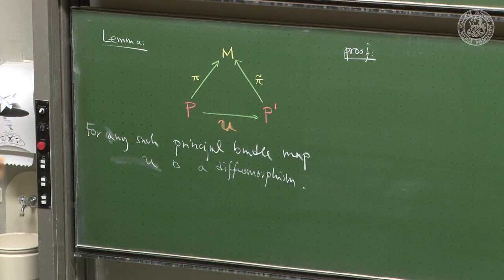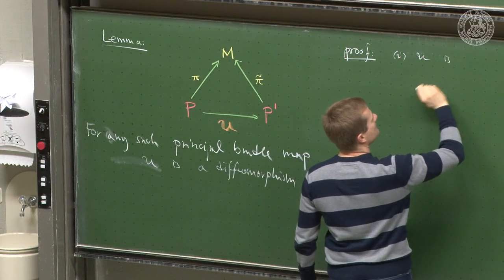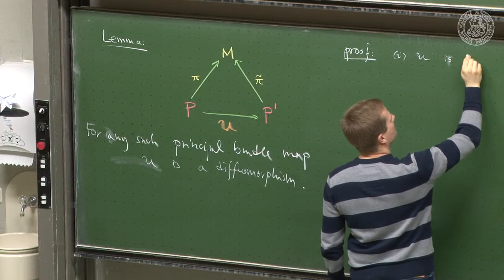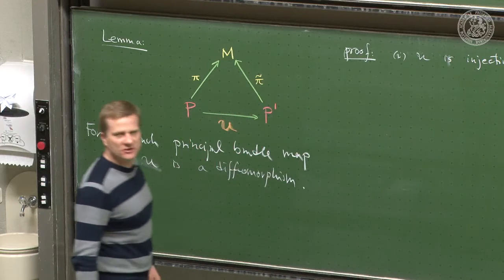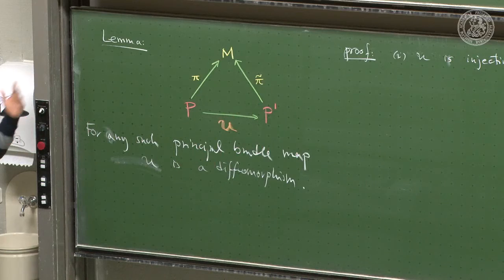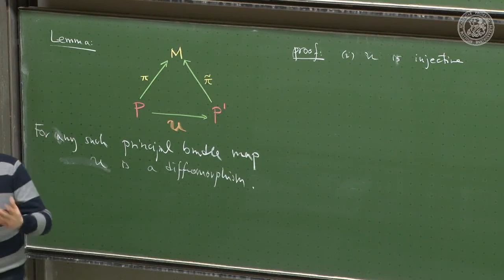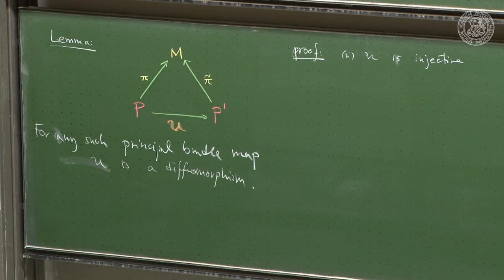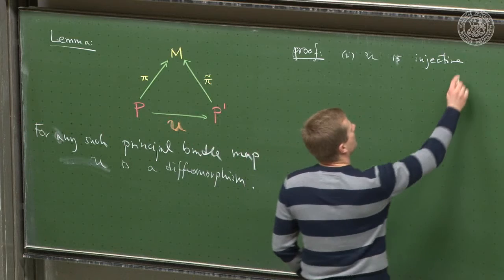So what do we need to show? First we need to show that U is injective. And then we show that U is surjective, and then one can also investigate whether all the constructions preserve the smoothness, and that will also be the case. But if it's injective and surjective, it's invertible, and then the rest follows. So the interesting part is U is injective.